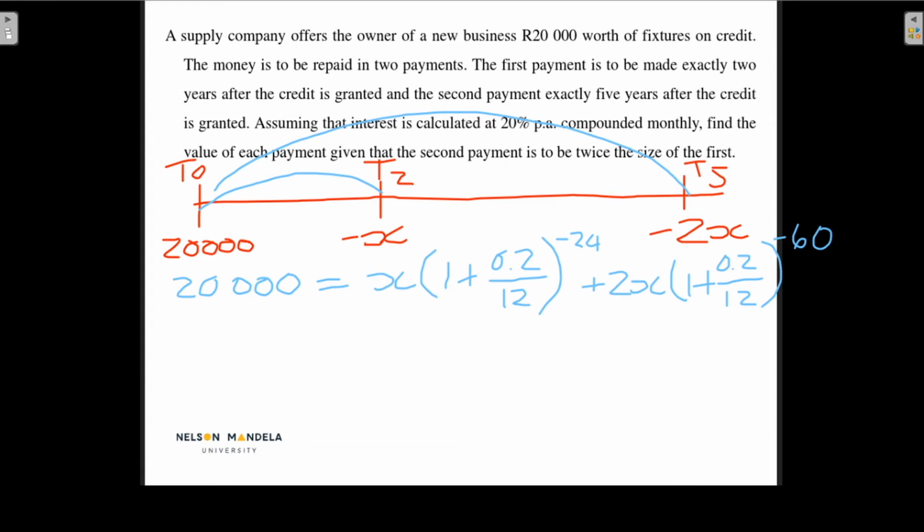So if you solve for your x, I got for my x equal to, so that will be my first payment, and my second payment will of course just be twice that. So my second payment is just twice the first one.